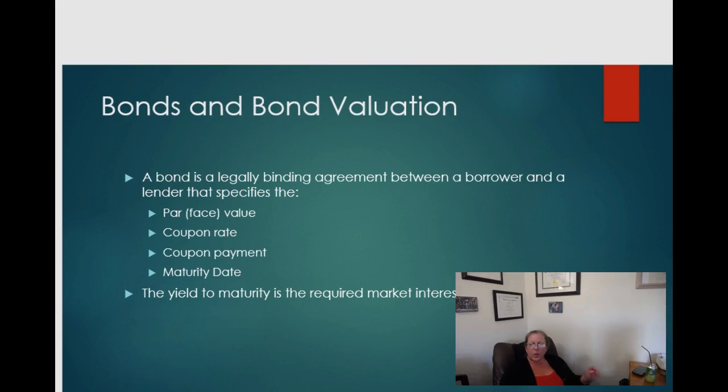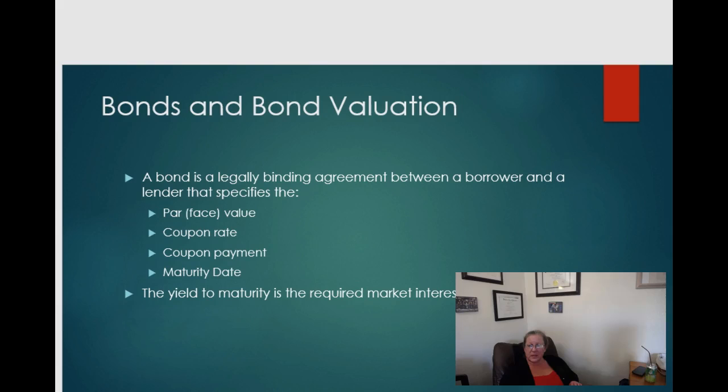So first let's talk about what a bond is and the various attributes that a bond has. A bond is a legally binding agreement between a borrower and a lender, and it specifies certain information. The first thing is the par or face value. That means the value on the face of the certificate. If you imagine looking at an actual bond certificate, it would list the par value.